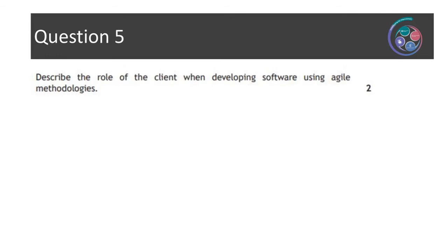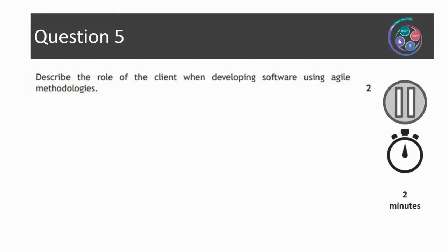Question number 5 asks you to describe the role of the client when developing software using Agile methodologies. So it's a 2-mark question, and you're wanting to be able to recognize what is happening in an Agile methodology when it comes to developing software, and then be really focused on what the purpose or the role of the client is as they do that. It's a 2-mark question, so we should be able to get this information down within a couple of minutes. Pause the video now and give that a go.